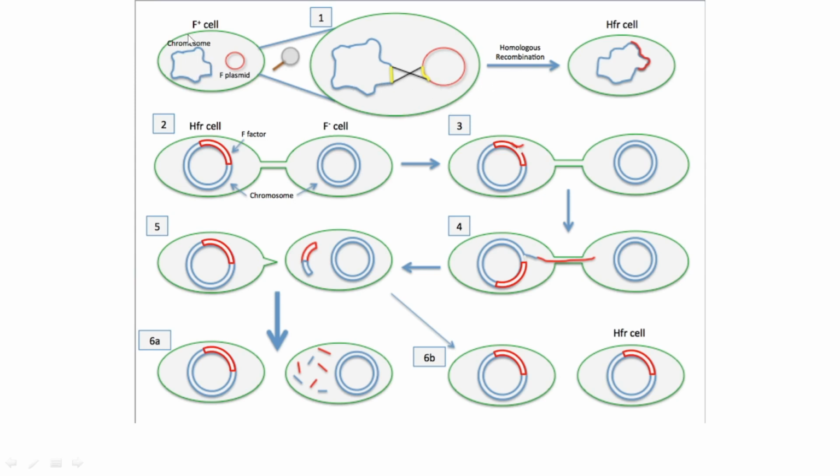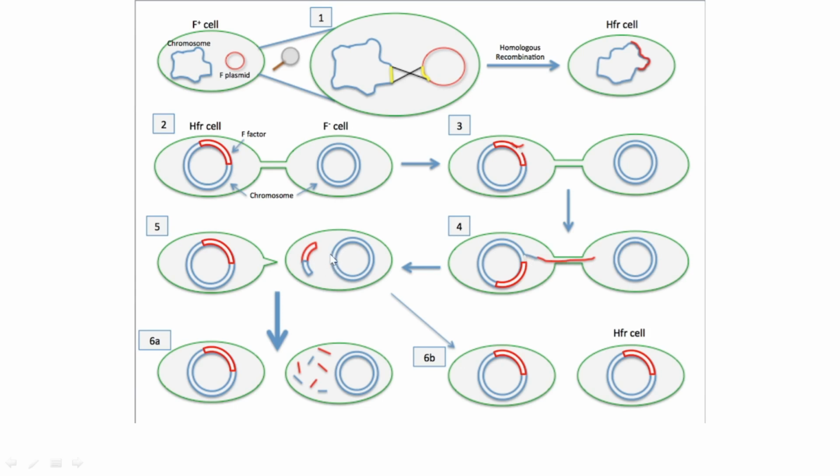In this picture, we can see an F plus cell with the F plasmid and the bacterial chromosome. That F plasmid starts to integrate into the bacterial chromosome, and that cell gets converted to an HFR cell. And this HFR cell starts to associate with another bacterial cell, an F minus cell, through a conjugation tube developing here. Incision is happening here, and through the conjugation tube, one strand is transferring to the F minus bacterial cell.